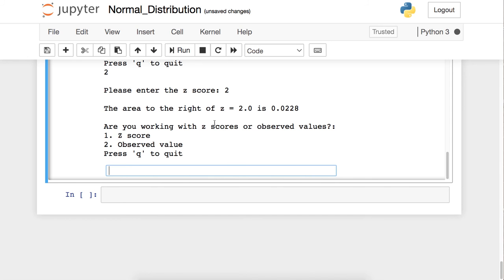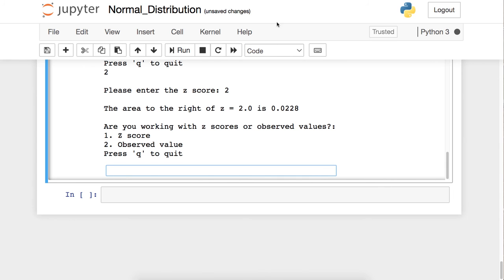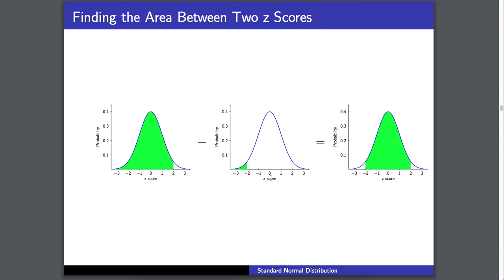Again, as far as this one goes, we can calculate the area between two values, option 3 here. But if you didn't have this available for whatever reason, like you were using tables in an old statistics textbook, then you would have to use this method here.